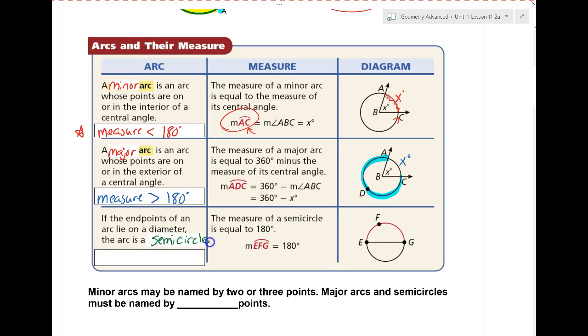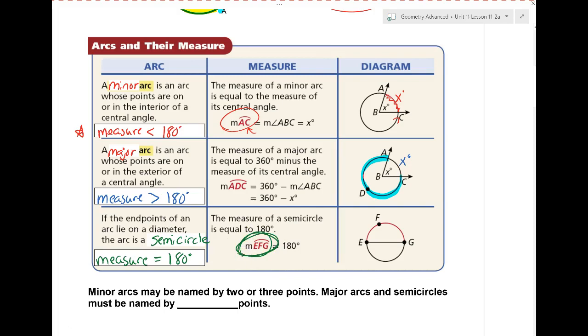When you hear the word semicircle, what does it say to you? Half a circle. All right, so what's its measurement going to be? There's your 180, that's equal. So your measure is equal to 180 degrees. Now, again, notice notation right here.